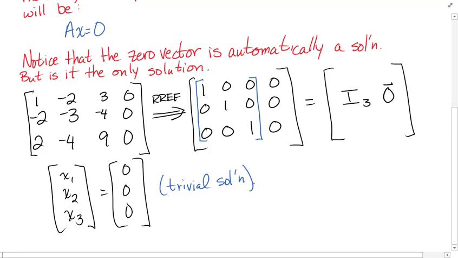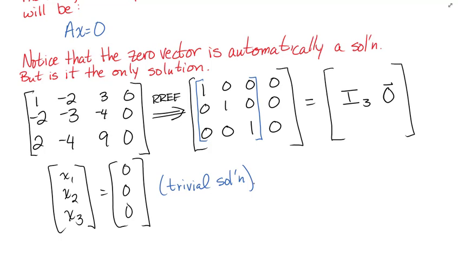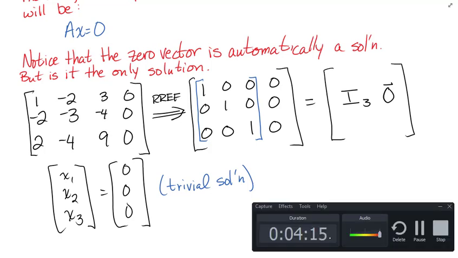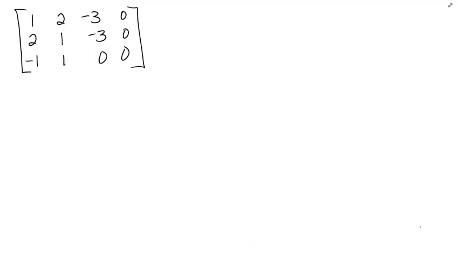So working with homogeneous equations, you automatically don't have to worry about inconsistent systems. All you need to worry about is whether it's a single solution or an infinite number of solutions. Alright, let's look at another homogeneous system.